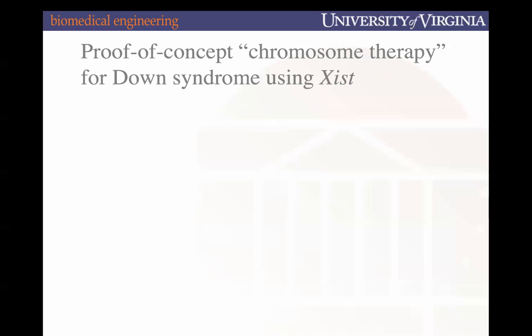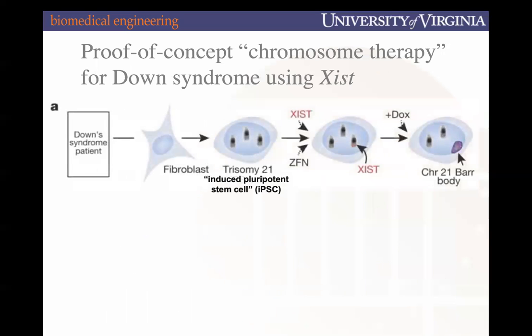And finally, proof of concept of a chromosome therapy to help tackle Down syndrome would be whereby we try to use Xist and X inactivation. So if we took a fibroblast, we talked about that during the ECM lecture, it's just your ECM producing cell. If we're able to take any cell and basically make it into an embryonic stem cell via induced pluripotency, where we express certain transcription factors.